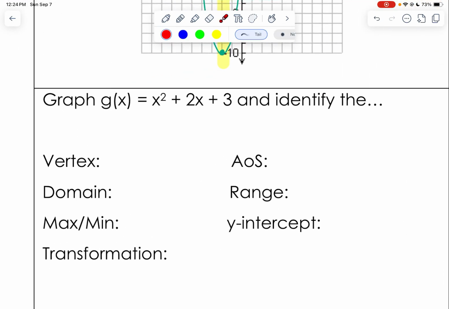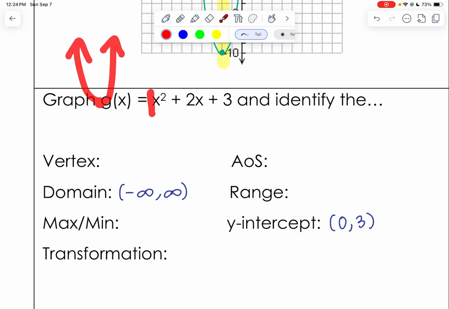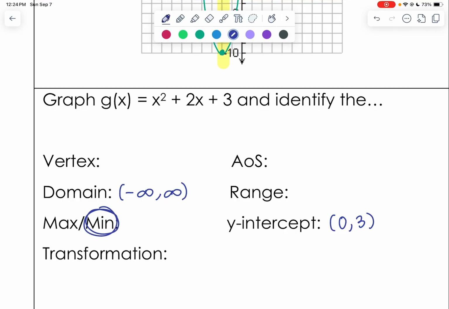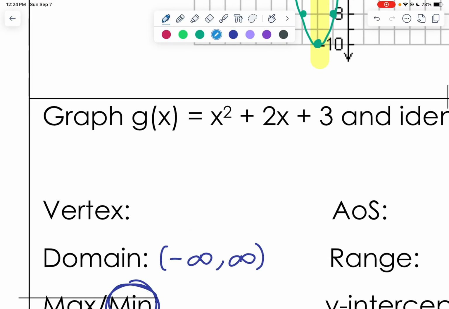So moving on to another one, taking a look right here. Okay, based on what I have from here, before I even graph, I know some things, right? I know my y-intercept because that's this c value right there. So I know my y-intercept is going to be at 0, 3. I know my domain is going to be from negative infinity to positive infinity because it is for all of them. And I know that because a is just 1, it's going to open upward, and so it's going to have a minimum. Now, where is that minimum at?